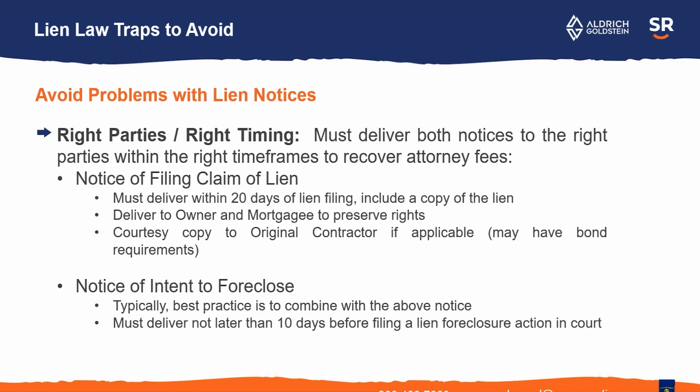The lien notices, make sure you're sending the notice to the right parties. Hit that 20 days, within 20 days of filing the lien. Deliver it to the property owner, and then again, the mortgagee, the bank, lender of record. I usually recommend sending a courtesy copy to the original contractor or the general contractor, if applicable. That helps to avoid surprises on the project, and they may need to bond around the lien anyway. So I think it's good to keep the GC in the loop.